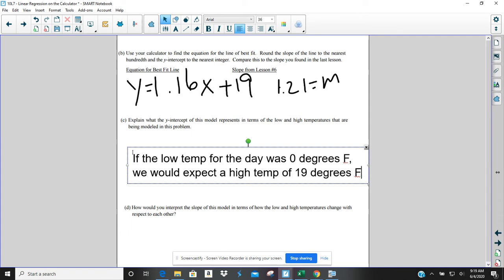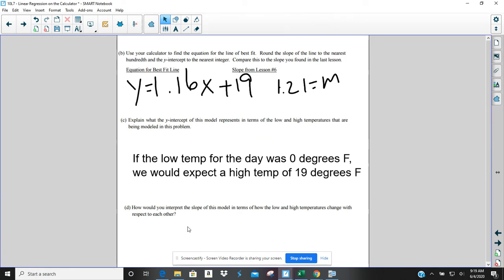Because if we put in 0 for X, that means that if the low temperature was 0, the high temperature would be 19, okay? How do you interpret the slope of this model in terms of how the low and high temperatures change with respect to each other? So what we're talking about is here, remember, slope is going to be the change in y over the change in x.